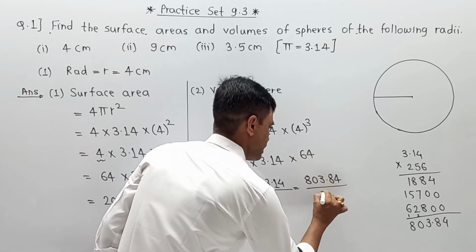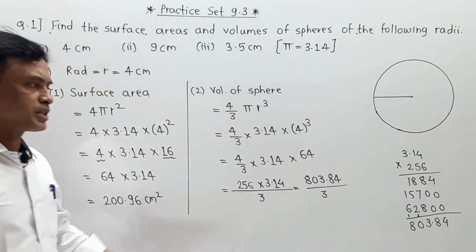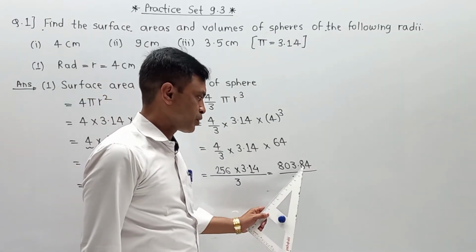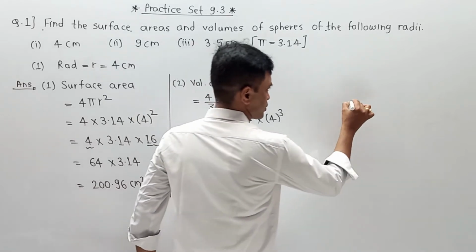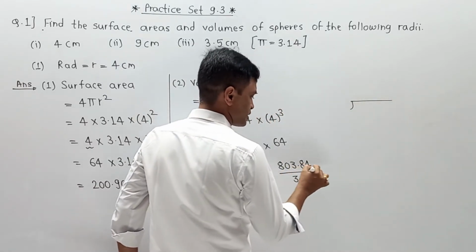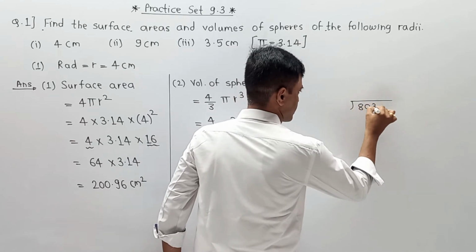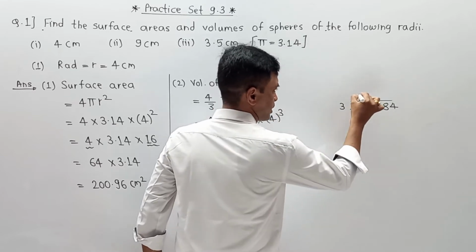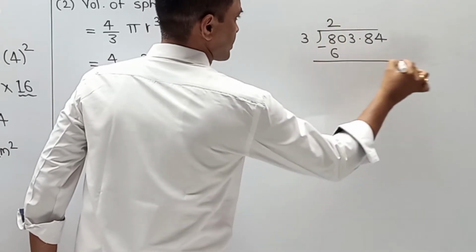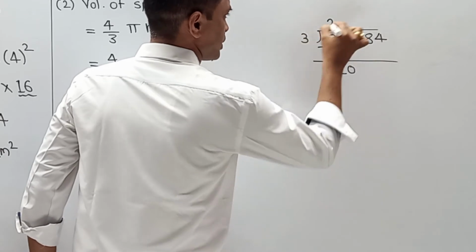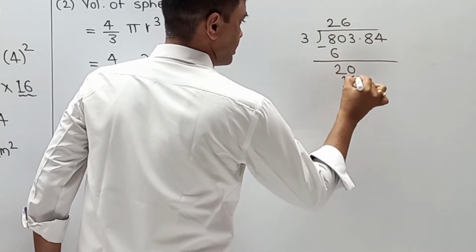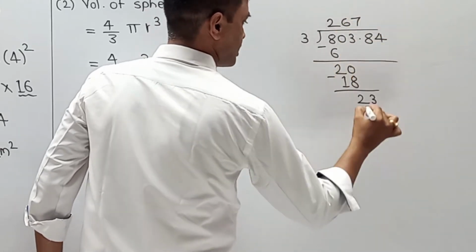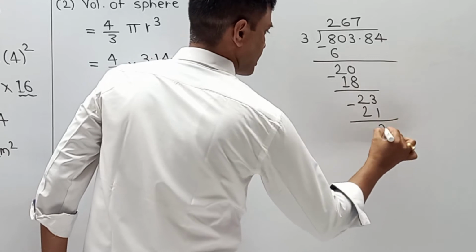803.84 divided by 3. Again, the next division is remaining, that we are going to start over here. Now, here the division is 803.84 divided by 3. So, I am going to do the calculation over here. 803.84 divided by 3. Now, 3 2s are 6. Carry 2, 0. 3 6s are 18. Carry 2. Writing 3 over here. 3 7s are 21. Carry 2.